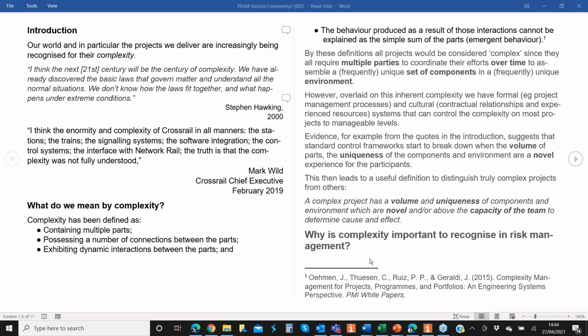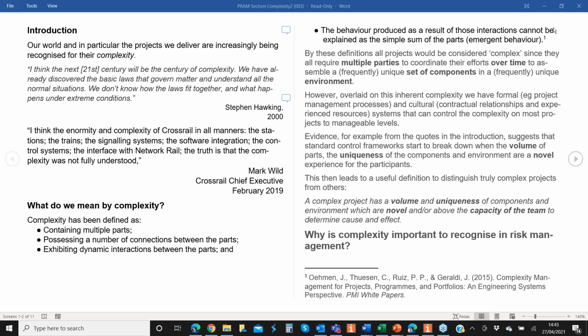But it was interesting when you look at that definition that they have. Yeah, that's quite obviously just all projects. Every project we ever worked on contains multiple parts, has a number of connections, and exhibits dynamic interaction. So what I wanted to do was try and move on from that. Actually, that's probably not what we would define as being complex, probably because we actually have lots of formal management processes that get overlaid on that inherent complexity. It's a bit like inherent risk to current risk, isn't it? That concept.